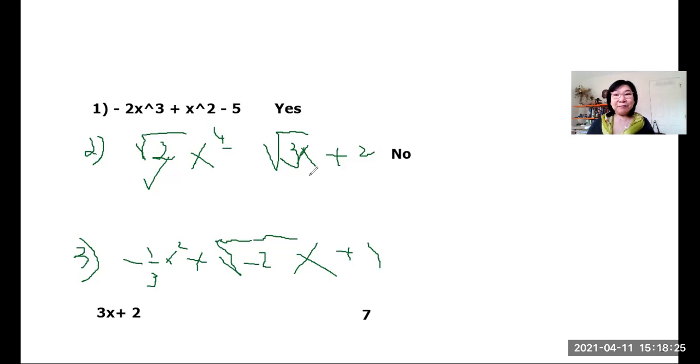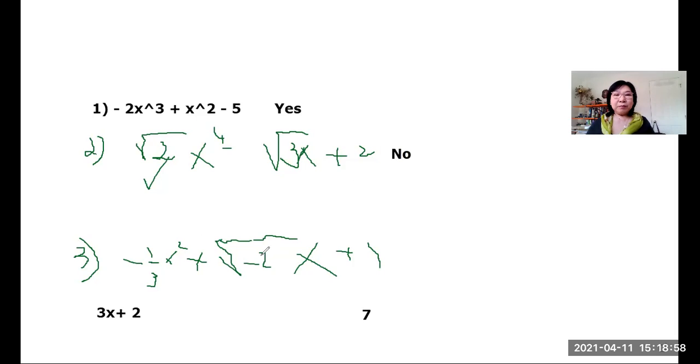So you can see that's the difference. This x to the power 4 is outside the radical, that is okay. But this x is inside the radical, and this is not a polynomial function. This should be a radical function. And therefore, because of the mismatch like this, it is not a polynomial function. So we say no.